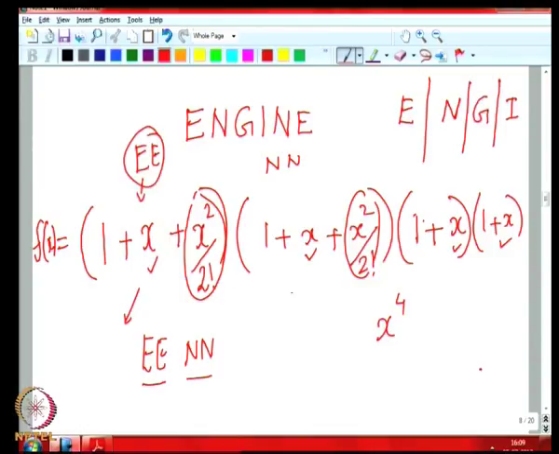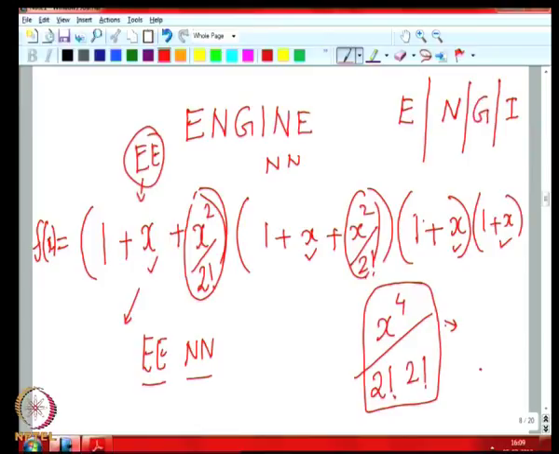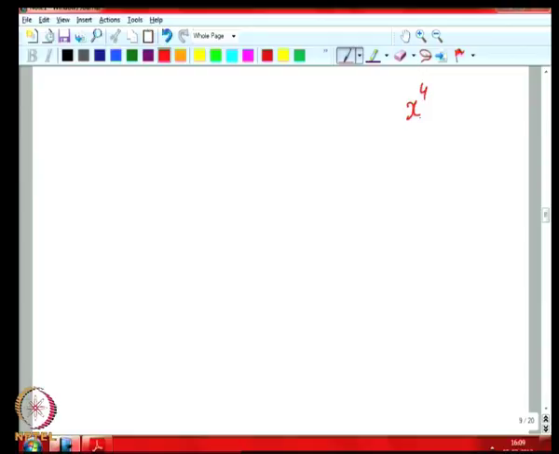So what we get in the product is not directly x raised to 4, we get x raised to 4 by 2 factorial into 2 factorial, because here we are getting x square by 2 factorial, and here we are getting x square by 2 factorial. But then what we are looking for is the coefficient of x raised to 4 by 4 factorial. What we have got is x raised to 4 by 2 factorial into 2 factorial, but where is this 4 factorial? So what we do is we convert it to that form.